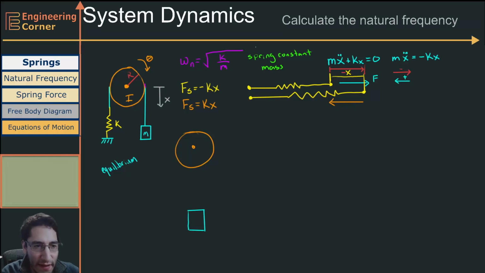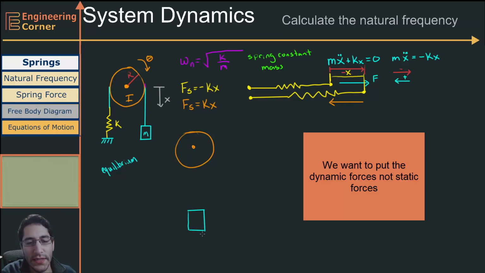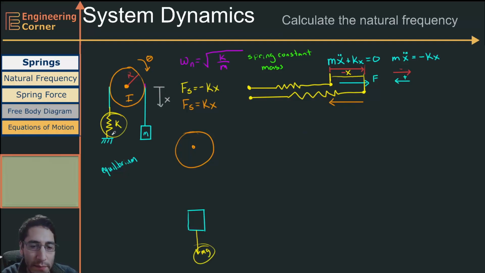And I'm just exaggerating that. Let's assume the string is already stretched. But that's what's happening. When I put the mass on it, that spring stretches. So when we're drawing the free body diagram of the mass, we don't want to put any of those static forces such as mg on it, because this mg is already taken up by this spring.